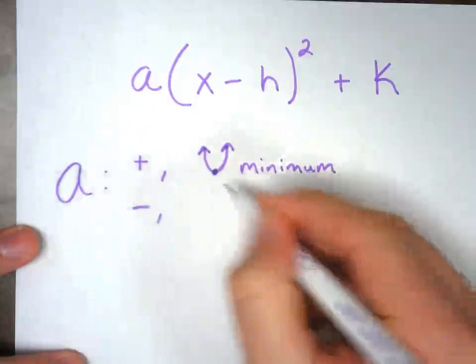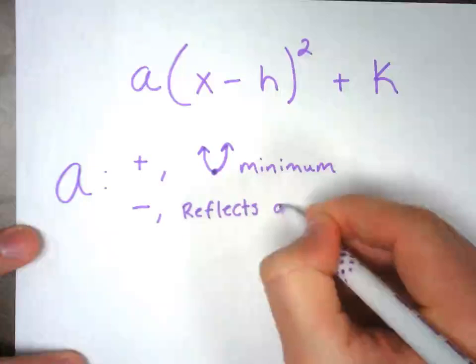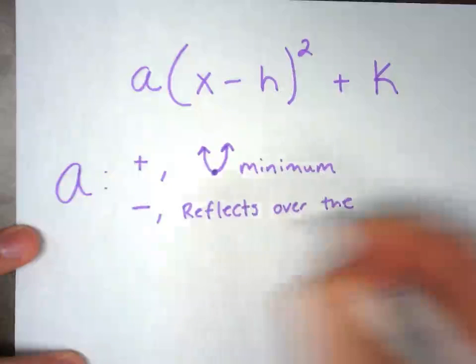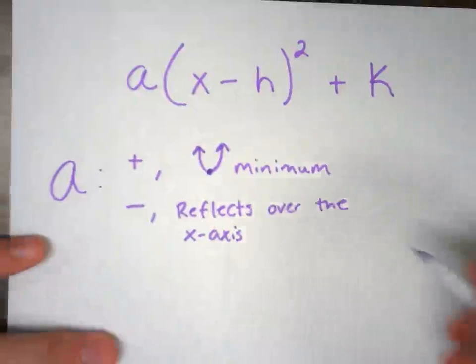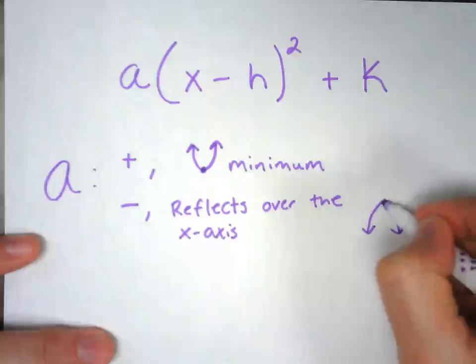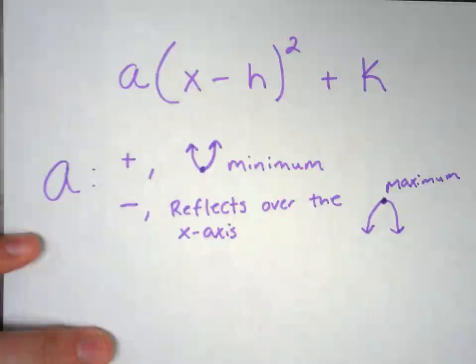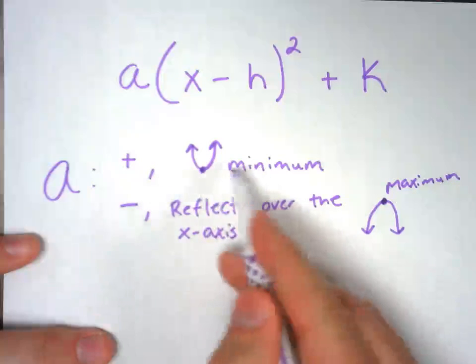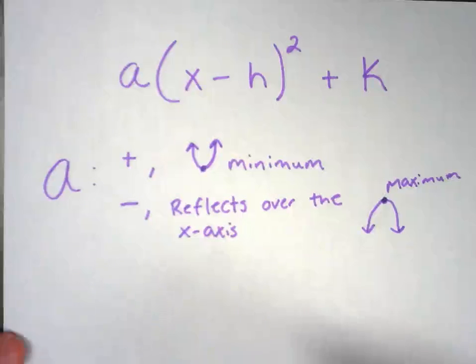If A is negative, what happens is it reflects over the x-axis. Again, just fancy terminology there. All that means is that the graph flips and it looks like this, and the vertex is at the top, which is a maximum. So if A is positive, it stays the way it is. We have a point, and it's going to be a minimum for the vertex. If A is negative, it's going to reflect over the x-axis, and it is a maximum.